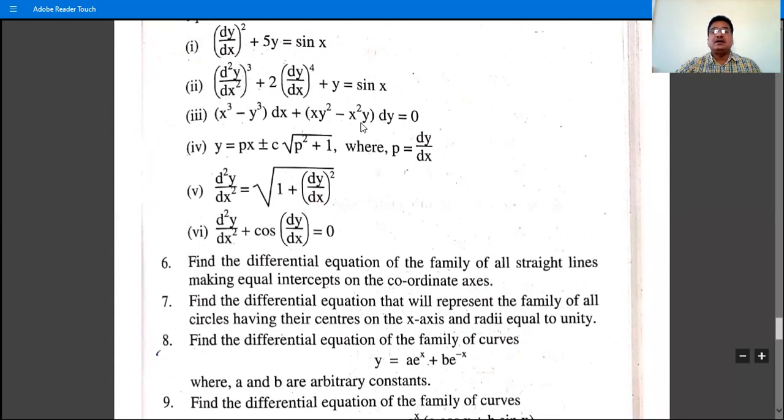Similarly, this is the example. Obviously, dy by dx is the term. So order and degree both are 1.